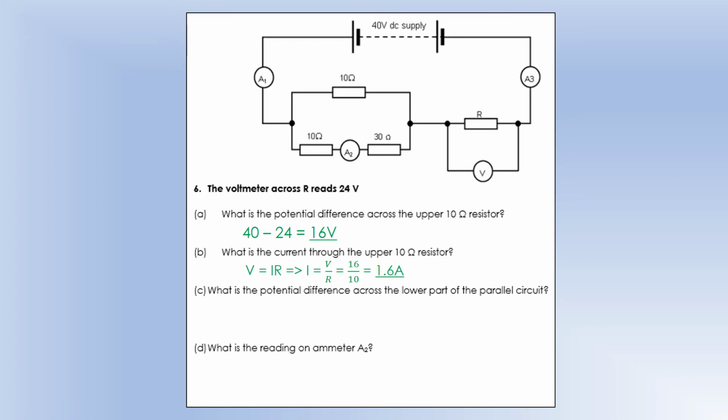What is the potential difference across the lower part of the parallel circuit? Well, that's got to be 16 too. The potential difference across parallel sections must be the same. And the ammeter we can get in the same way. We can do the potential difference, 16 divided by the total resistance, which is 40, gives us our current.